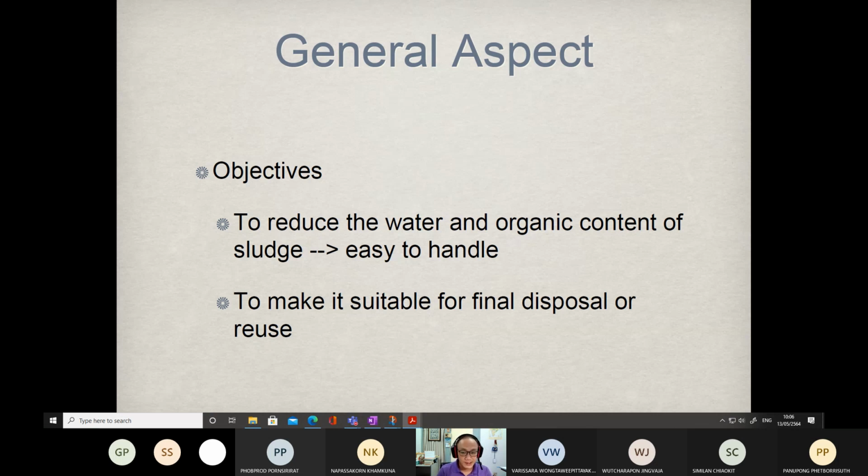We get good quality water, but still we have to manage the waste, or the sludge, generated from the treatment. If we don't do it properly, it may cause problems for the environment. That is why we have to deal with the sludge and handle it properly, in such a way that it will not affect the people who live nearby. It will not affect the ecosystem, especially the sludge generated from the wastewater treatment plant.